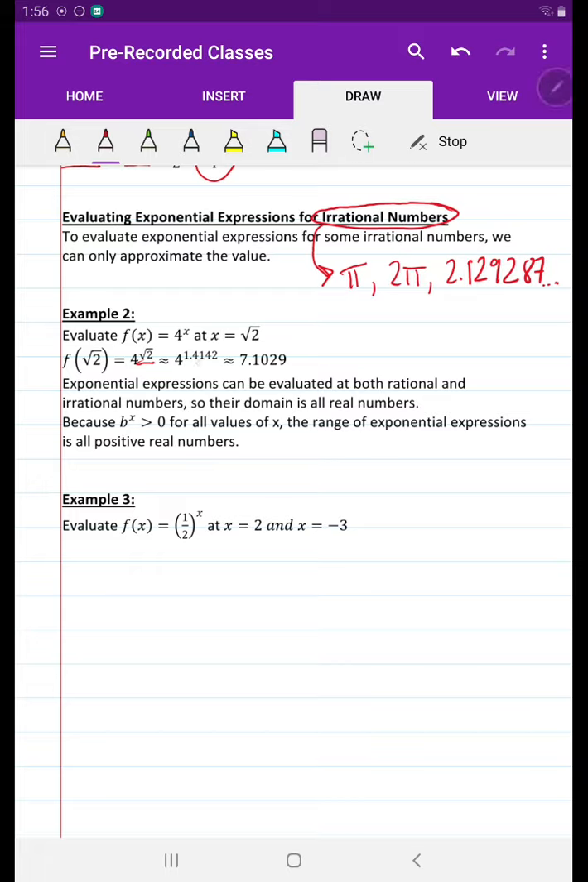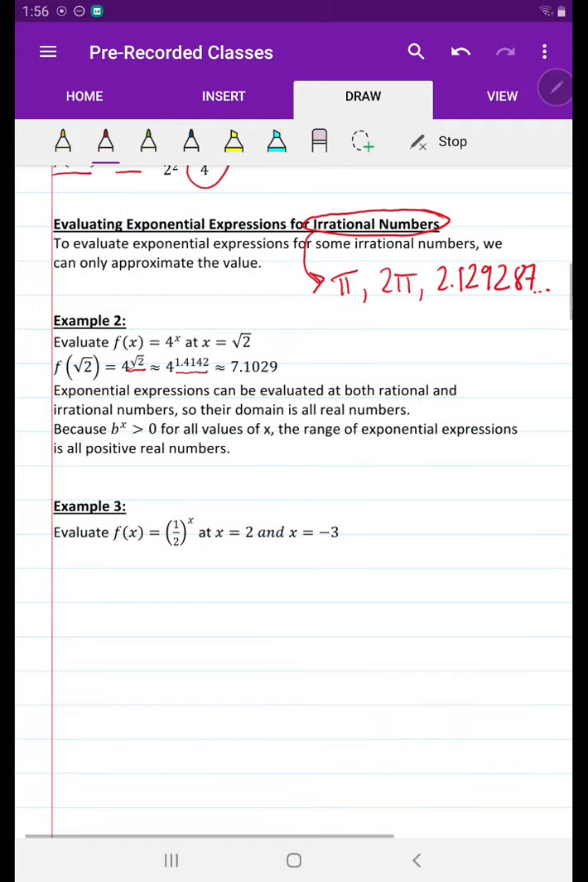So I'll take 4 decimal places, so I'll do 4 to the 1.4142. I plug it in, and again, I have to cut off my answer at some amount of decimal places, so I get 7.1029. Okay, so nothing too special here, just that we have to cut off our decimal places at some point.